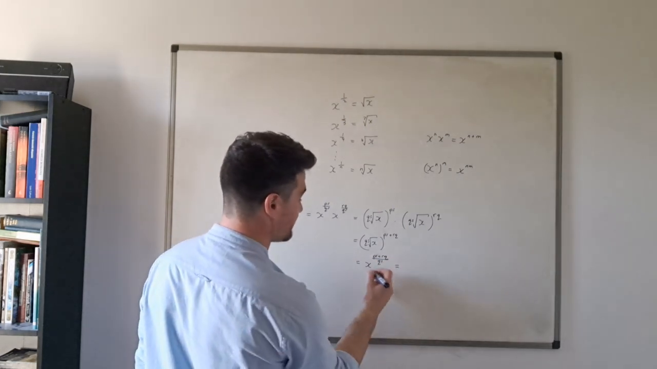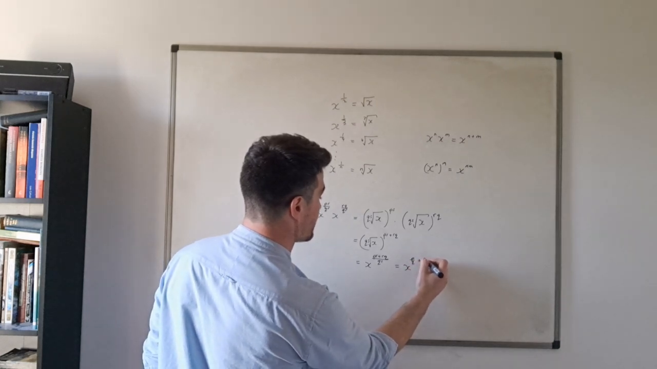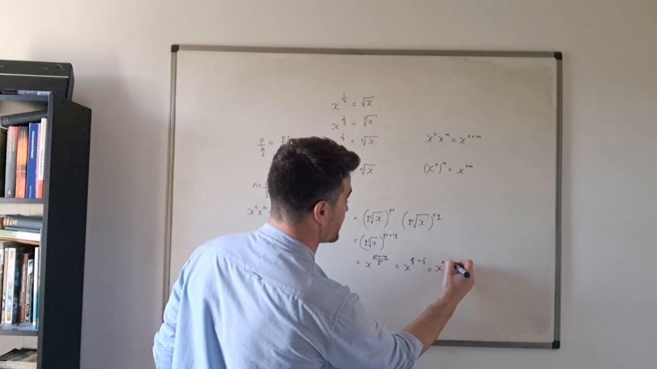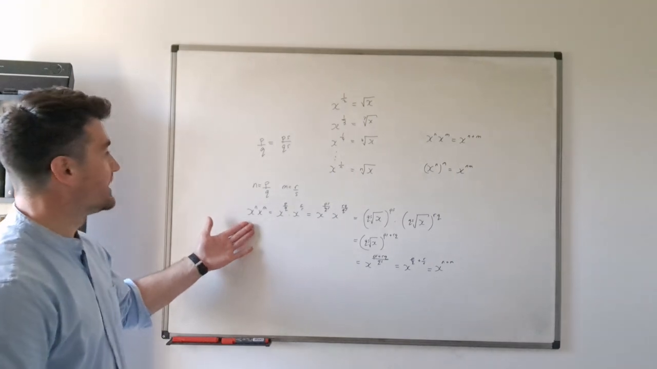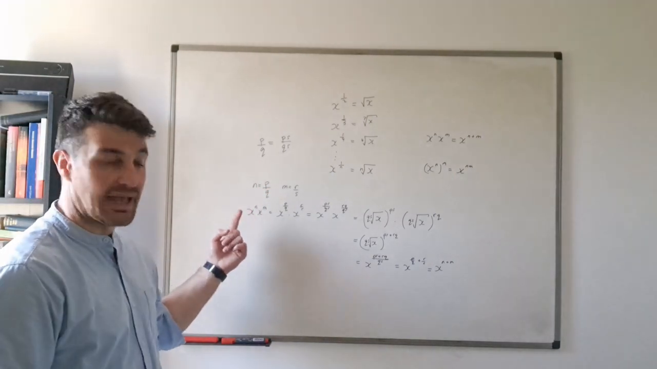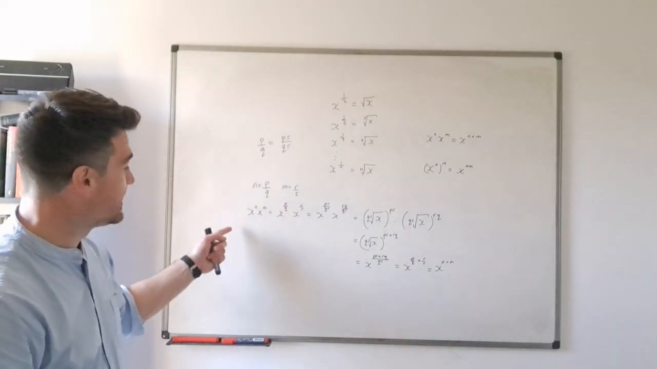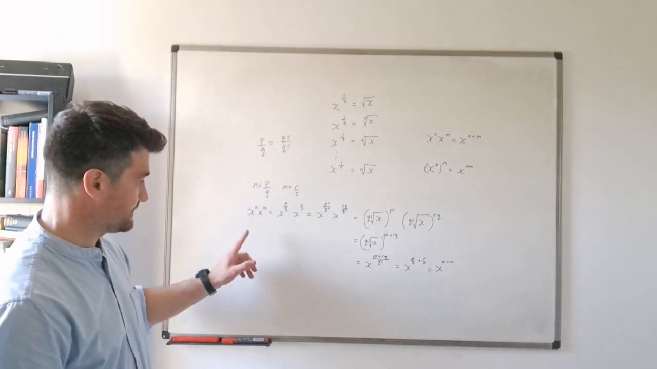Which, if we do a little bit of simplification, we get x to the power of p over q plus r over s, which is equal to x to the power of n plus m. Magic, okay? So our rule works now for rational powers of x. So n and m can both be rational numbers, and we still get that our rule works. Fantastic.